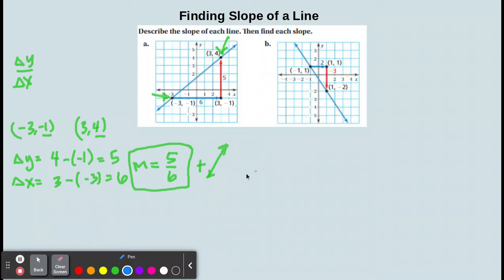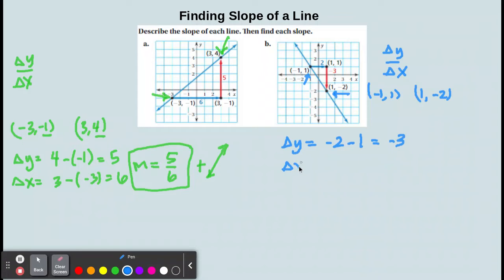For the other one, again, change in y over change in x. Our first point is this one here, (-1, 1). Our second point is here, which is (1, -2). To find our change in y, we take our second point, -2, subtract our first point, 1. That becomes a -3. Our change in x is, we end up at 1, but we started out at -1. 1 minus -1 is 1 plus 1, which equals 2.